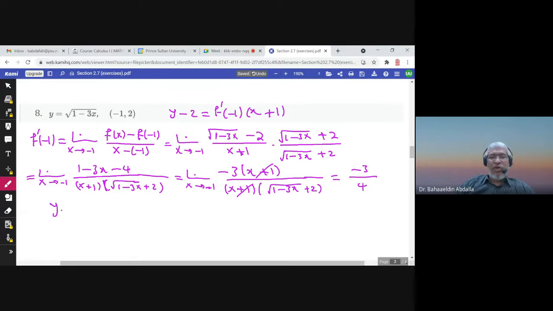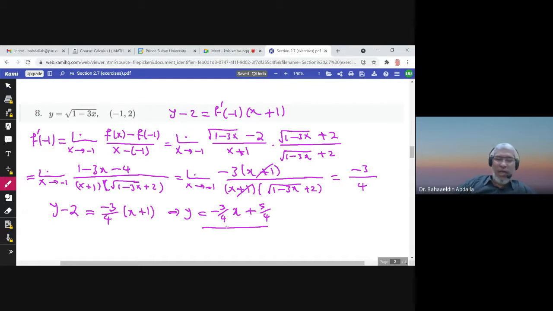So the equation of the tangent line is y minus 2 equals f prime of negative 1, which is negative 3 over 4, times x plus 1. And taking 2 to the other side, I'll have negative 3 over 4 x minus 3 over 4 plus 2, which is 8 over 4. So minus 3 over 4 plus 8 over 4, that would be 5 over 4. And this would be the equation of the tangent line.